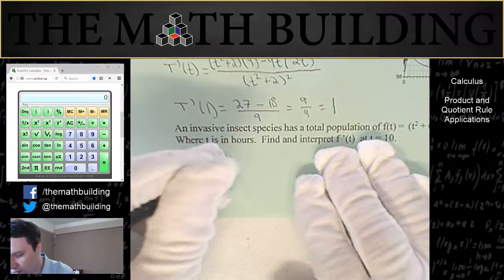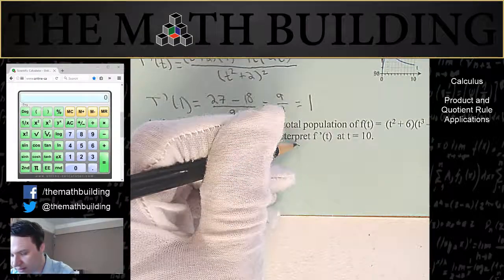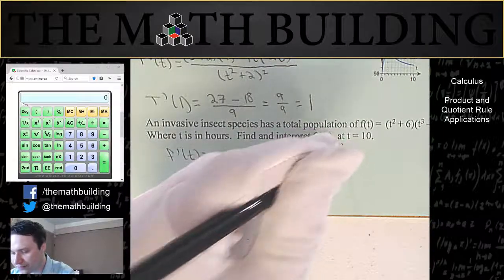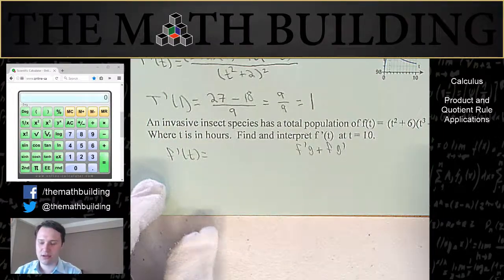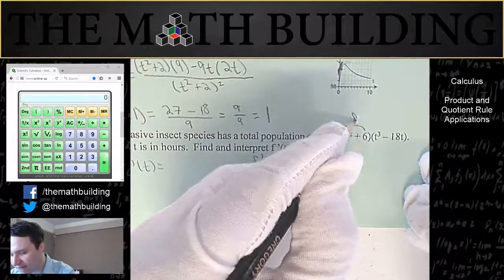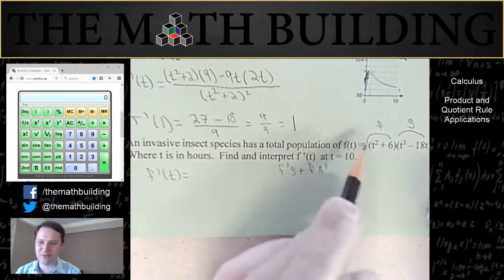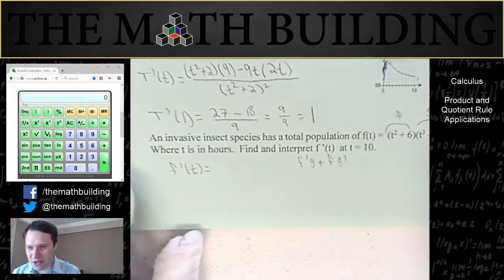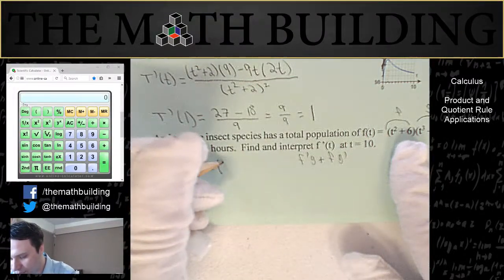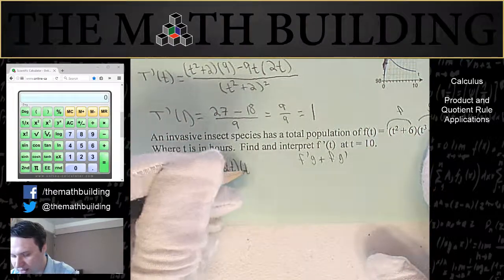f prime of t is going to equal, and we're going to do the product rule, and remember that the product rule is derivative of first times the second plus the first times the derivative of the second. So in this case, maybe I shouldn't have used f, but this is kind of the f, and this is kind of the g for the purposes of using the rule, so don't confuse that with that f. So here we go. It would be the derivative of the first function, which would be 2t, times the second one without doing anything to it.